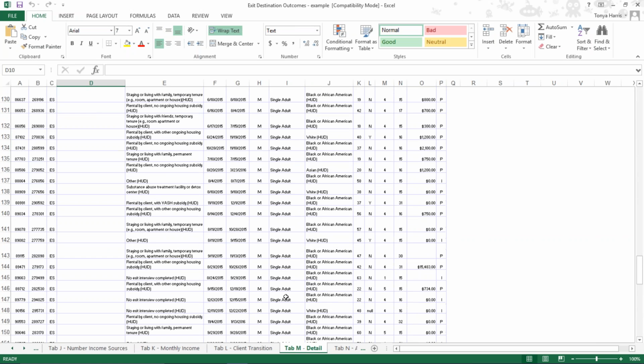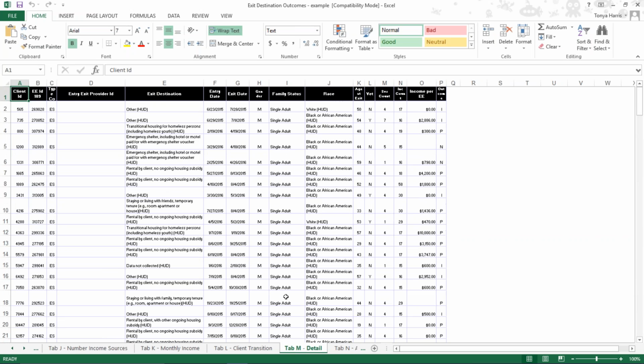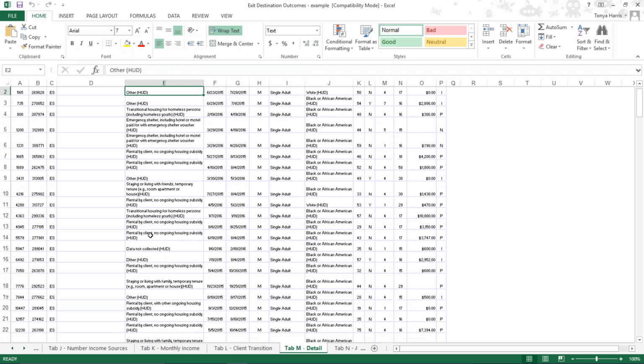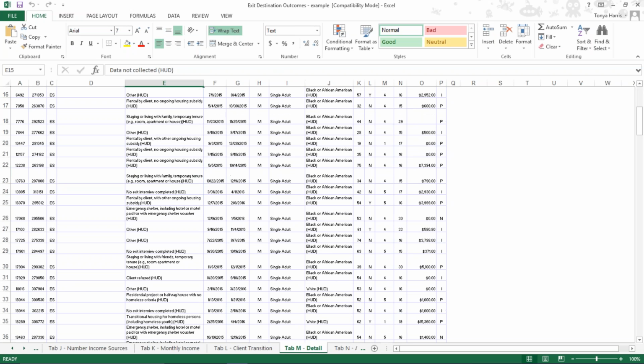And then we have the detail tab. So like I've told you, on every report that you get, you should have a detail tab. And this report is going to give you the client ID number, and it's going to tell you that you put this client as other when they left your program. And then if you scroll, data not collected, so we have to have an answer there. So, you know, if the only answer you have is don't know, that is an answer. Data not collected is not an answer. It reports as missing data, okay?